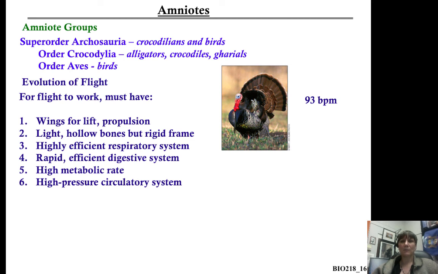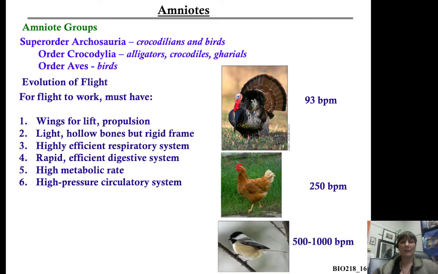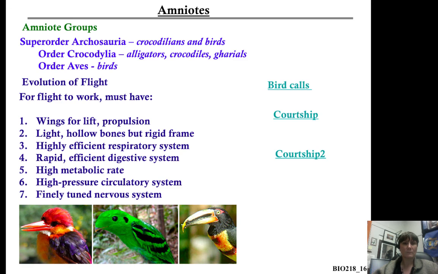Turkeys are like the slugs, if you will, of the bird world. They have 93 beats per minute. Most chickens are clocked at about 250 beats per minute. And then things like chickadees have anywhere from 500 to 1,000 beats per minute, and hummingbirds are like off the chart. Their hearts are beating like crazy, and they're one of the few birds that can actually hover while they're eating. And so it takes an enormous amount of energy, and so a high pressure circulatory system to be able to accomplish that. I'm going to talk more about this in class.